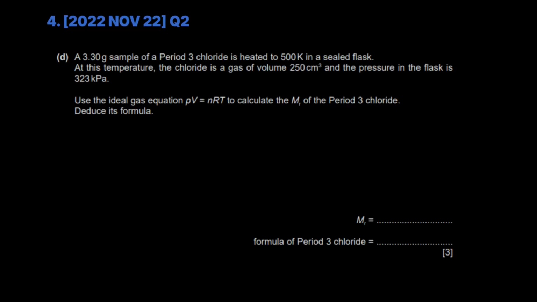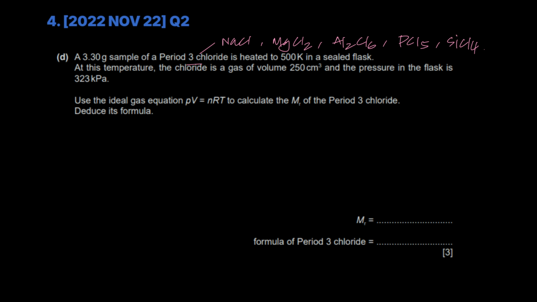Okay, we are going to do the 2022 set for states of matter. We're done with 2023. Part D says 3.30 grams of a sample of a period 3 chloride. Period 3 chlorides, you know what they are. It's NaCl, it can be MgCl2, it can be Al2Cl6, it can be PCl5, it can be SiCl4, it can be any of these.